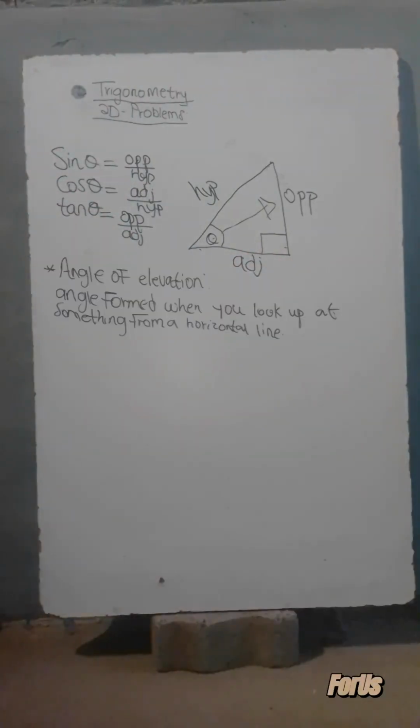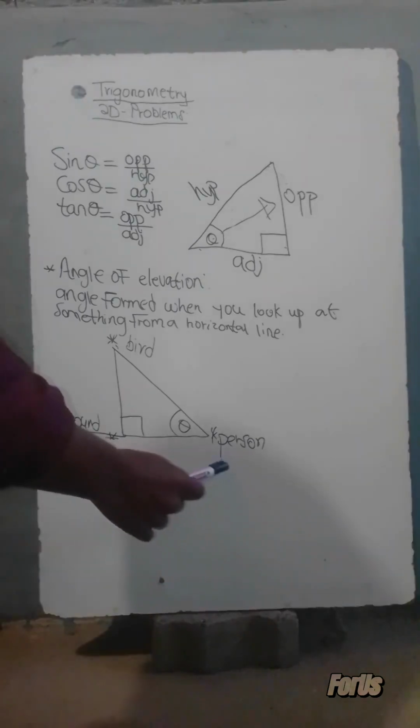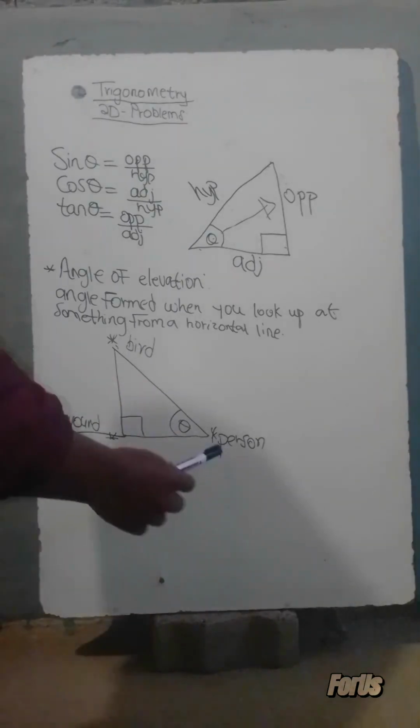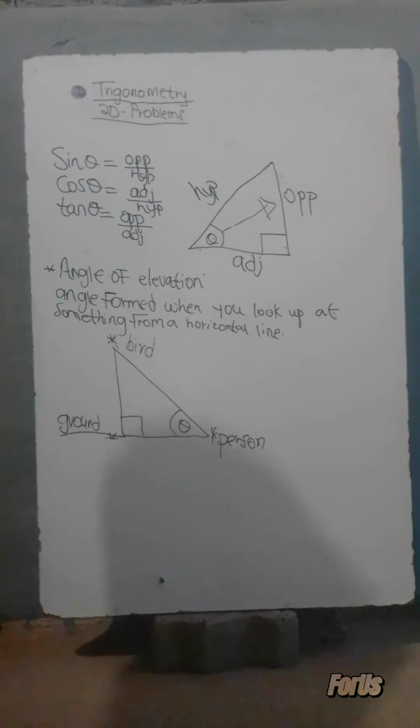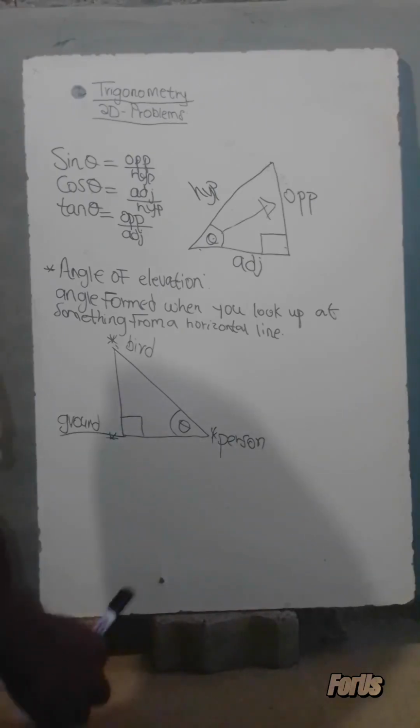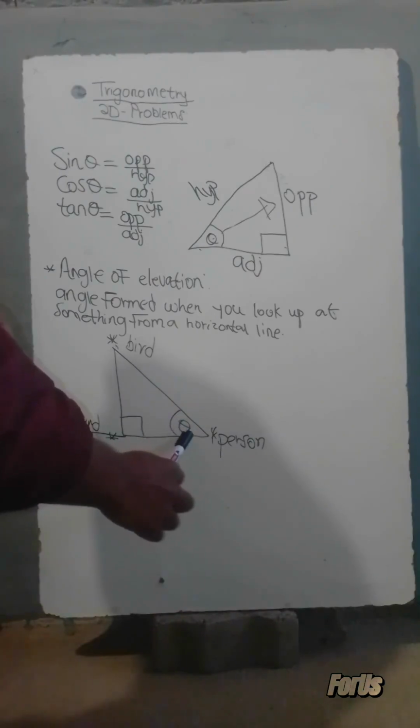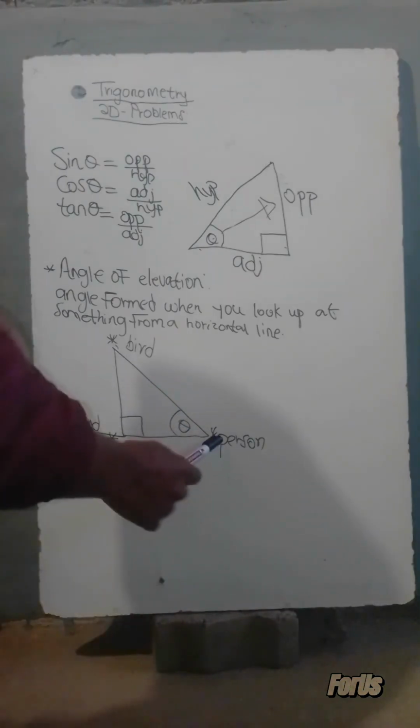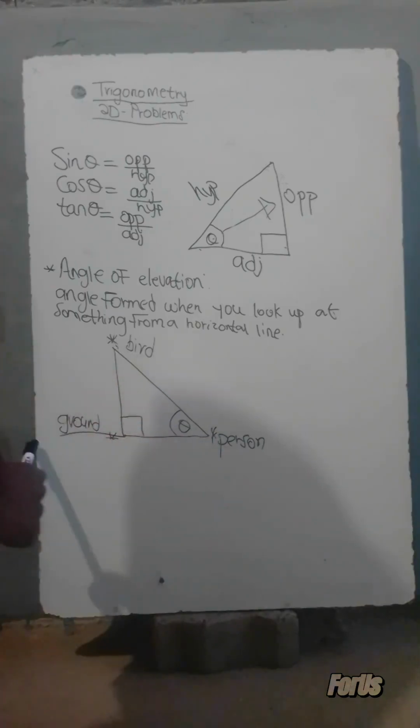Next, let's look at angle of elevation. When you are talking about angle of elevation, you are talking about the angle that is formed when you look at something from a horizontal line. Now, let's say you have a person and that person is looking at the bird from a horizontal ground. The angle of elevation is going to be formed here. This is the angle of elevation. It is formed when you are looking at something from a horizontal plane.